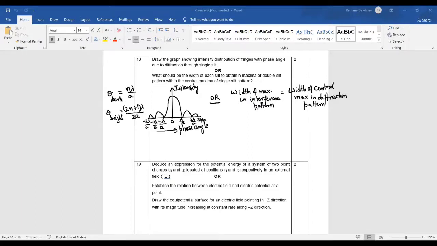We know that the width of maxima in interference pattern is n lambda by d, where d is the distance between the two slits, whereas the width of the central maxima in the diffraction pattern is 2 lambda by a, where a is the width of that single slit. So here you have to find out n. So n is equal to 2d upon a.